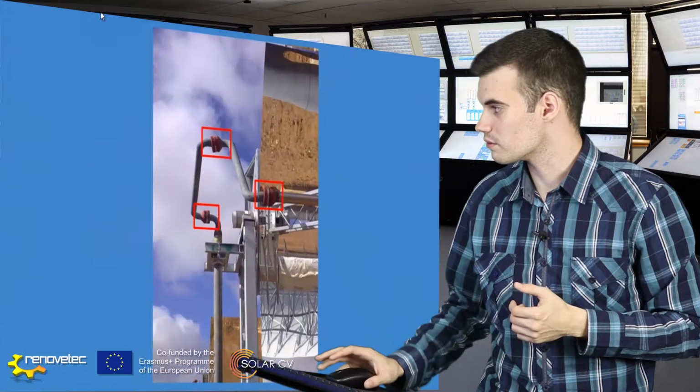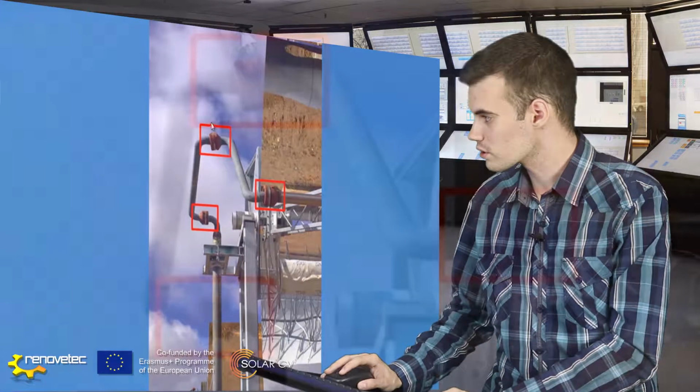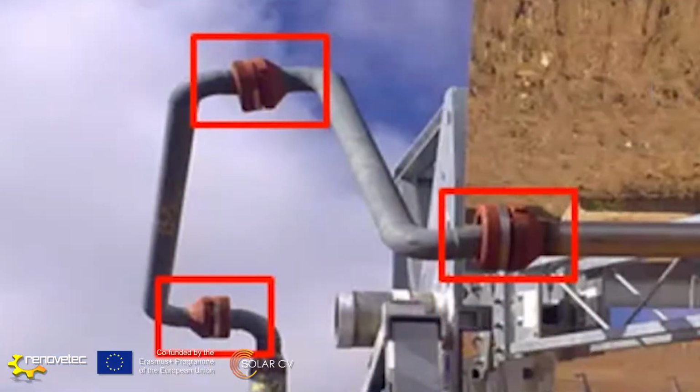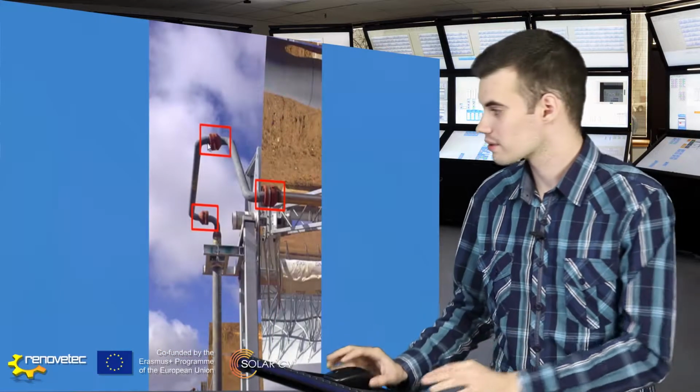Here we can see some ball joints examples. Here is the parabolic trough, and this is the HTF pipe. And here are placed some ball joints in the main joints.